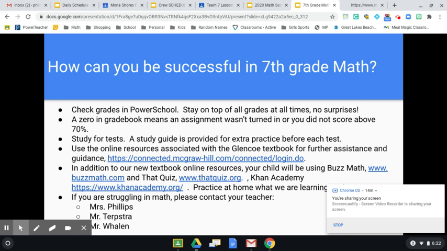So, like I said, also on the first or second slide, if you're struggling at any point in time, because I know this is a very unique year and we're either face-to-face or virtual, and so some of you will never see me or Mr. Terpstra or Mr. Whalen, please make sure you reach out to us. Make sure you contact us so we can help.